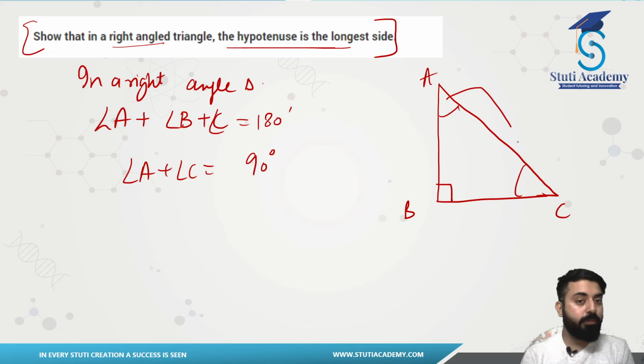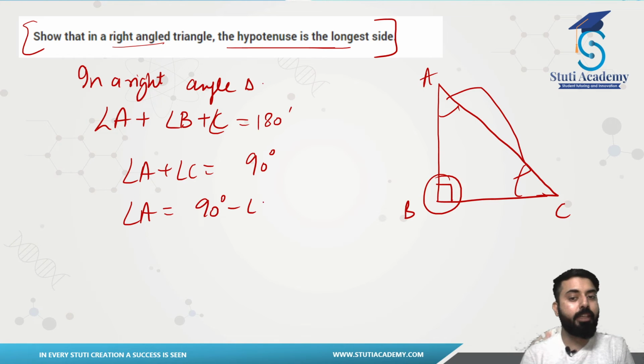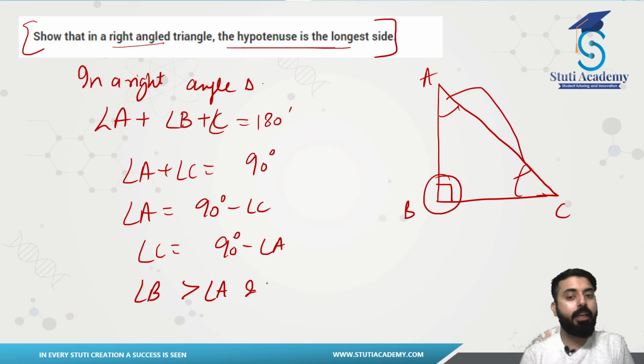The sum of these two angles is equal to 90, but if I take only angle A, it is 90 minus angle C. If I take angle C, that is 90 minus angle A. So angle B, in short, is greater than angle A and angle C.